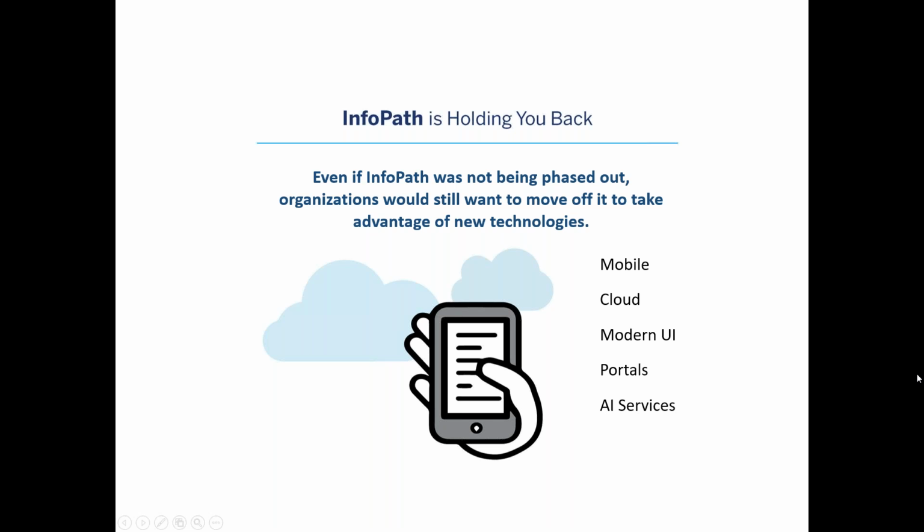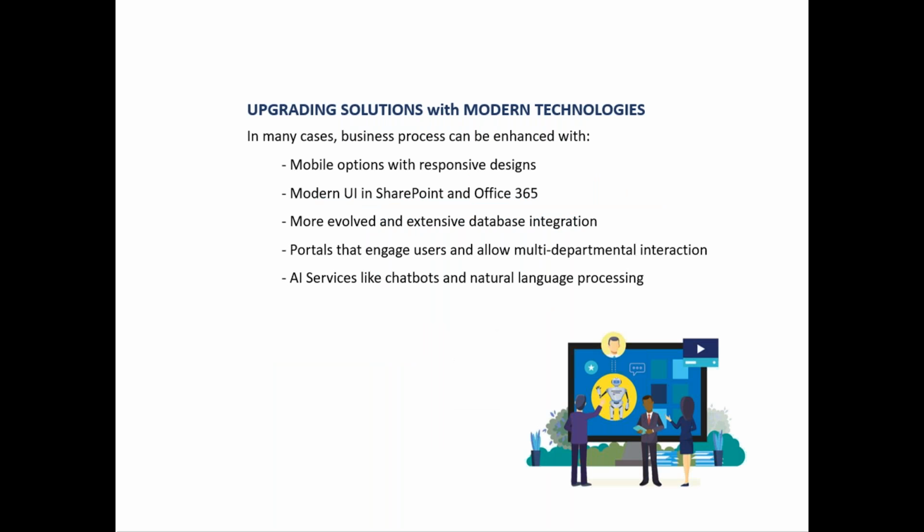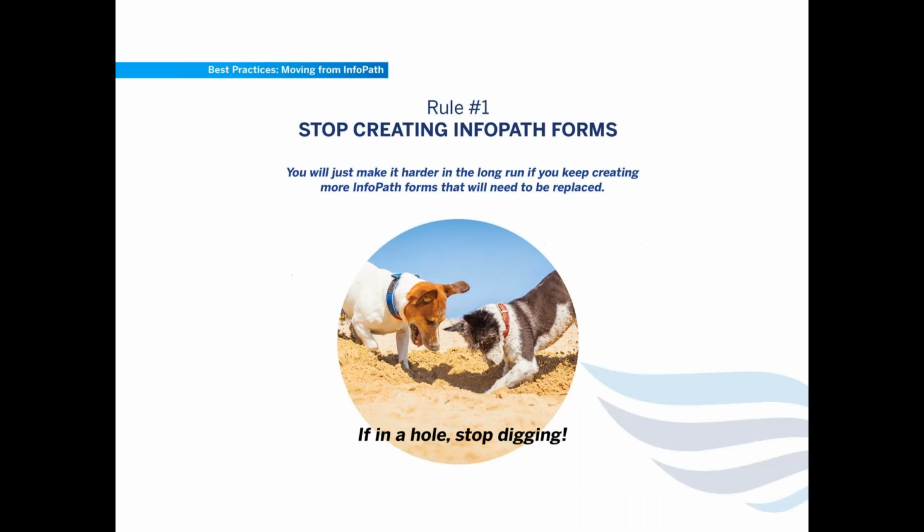This is good technology. I mean, it's not just you're leaving InfoPath behind, you're moving forward in a really good way to improve processes and systems in the company. So you can upgrade your InfoPath solutions with modern technologies, mobile, modern UI, more extensive database integration, portals. In other words, chatbots and that thing. In other words, it opens the door to many possibilities. It's work to move off InfoPath, but it's also exciting and interesting to put new processes in place at your organization and see what the new capabilities of the modern technologies are.